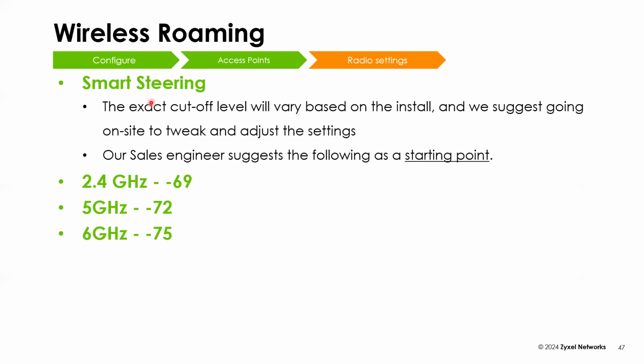As a general rule, there is no hard and fast rule for what these settings should be. It's something that normally requires a site visit and for you to test it and tweak it yourself, based on what type of client devices you're using and what the environment there is like. As a starting point, our sales engineer suggests for the 2.4 gigahertz radio, start with a setting of -69, 5 gigahertz -72, and 6 gigahertz -75.